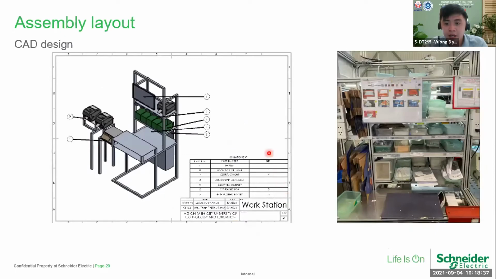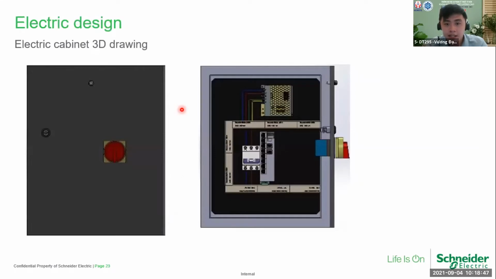And next, the assembly layout based on the packing station we built before. My team will redesign the packing station to enable assembly on equipment. And the electric design was designed following a factory standard to ensure safety. This is the 3D drawing of the electric cabinet.